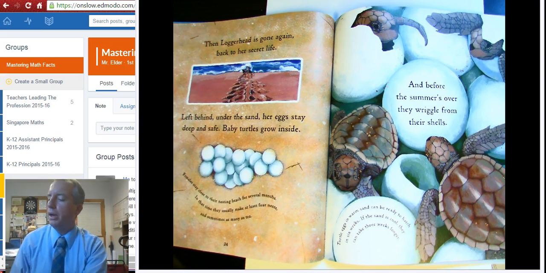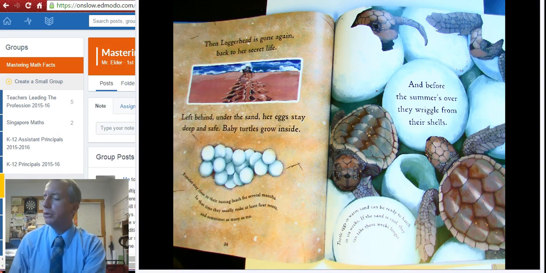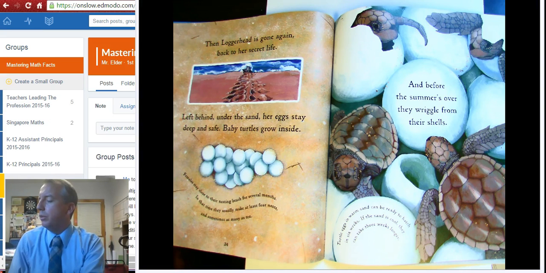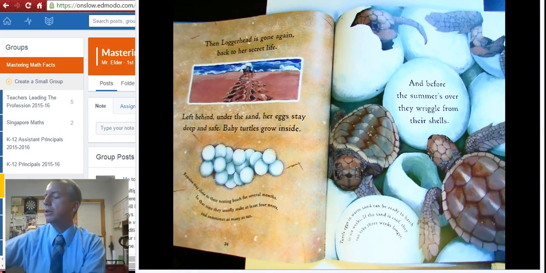Left behind under the sand, her eggs stay deep and safe. Baby turtles grow inside. Females stay close to their nesting beach for several months, and in that time they usually make at least 4 nests, and sometimes as many as 10. And before the summer's over, they wriggle from their shells. Turtle eggs in warm sand can be ready to hatch in 6 weeks. If the sand is cool, they can take 3 weeks longer.